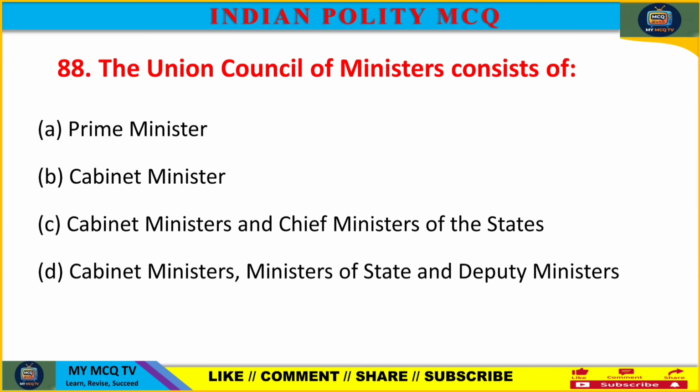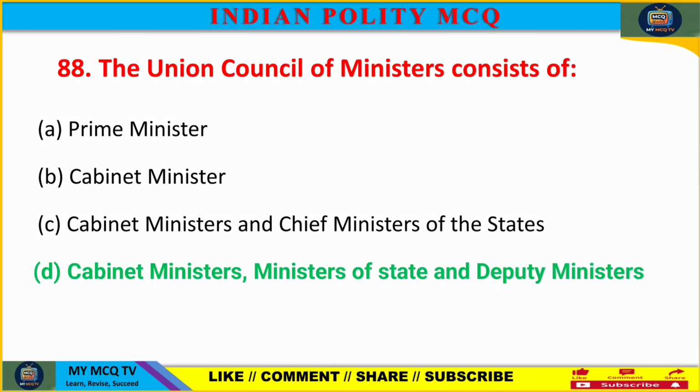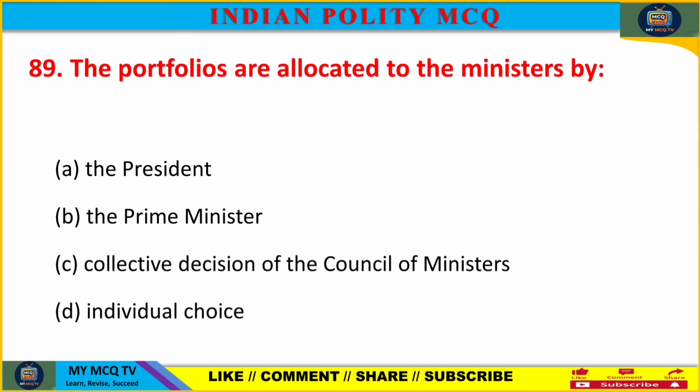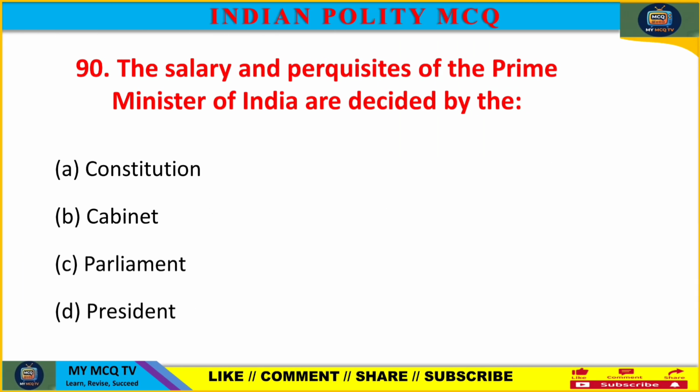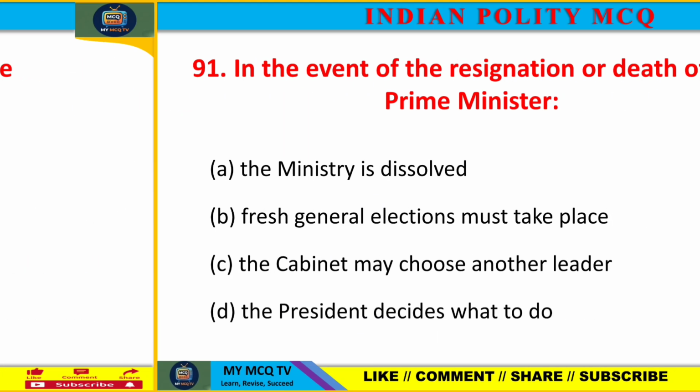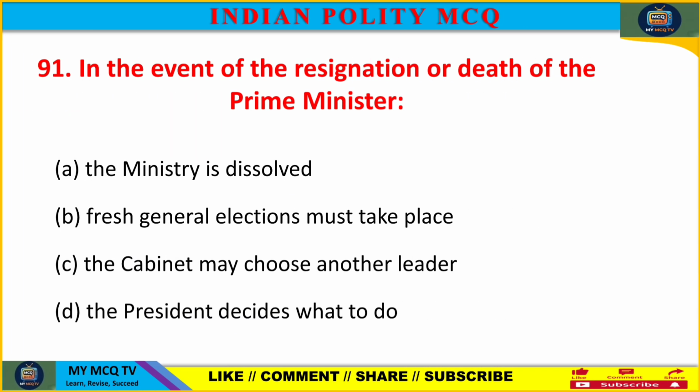The Union Council of Ministers consists of. Correct answer. D. Cabinet Ministers, Ministers of State and Deputy Ministers. The portfolios are allocated to the ministers by. Correct answer. B. The Prime Minister. The salary and perquisites of the Prime Minister of India are decided by the. Correct answer. C. Parliament. In the event of the resignation or death of the Prime Minister.